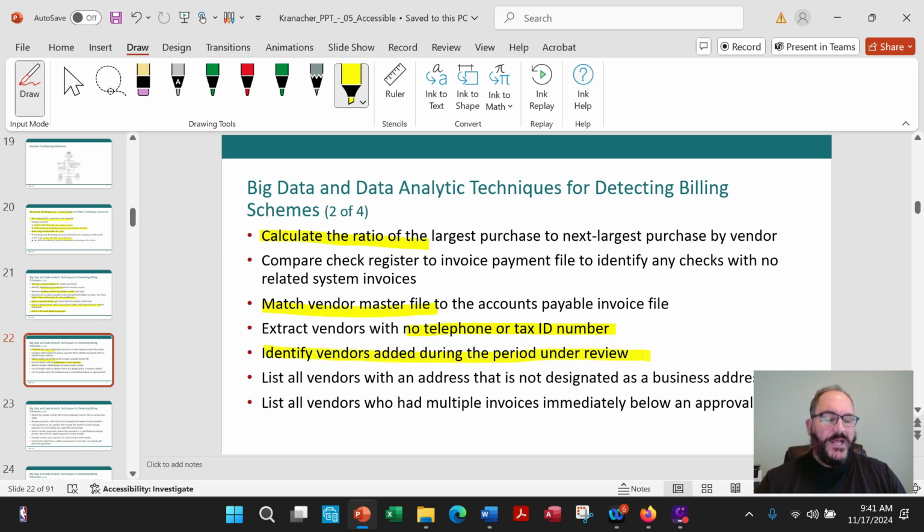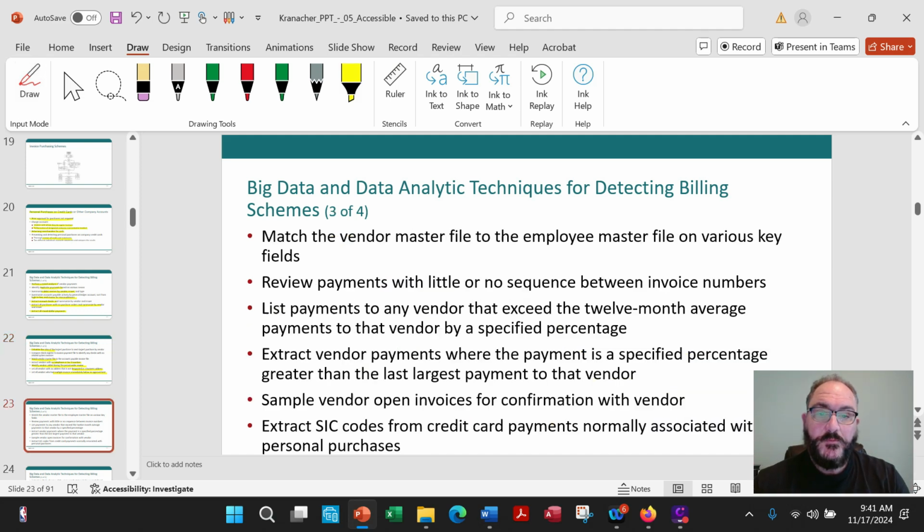Identify vendors that are added. So in other words, if a new vendor is added, you want to make sure that they're thoroughly vetted. Look for ones that don't have a designated business address, and ones that had multiple invoices immediately below an approved limit. Like I mentioned before, the approved limit's $1,000, and all the time the invoices are coming in at $950, $975, or something pretty close. Again, another reason to take a look.